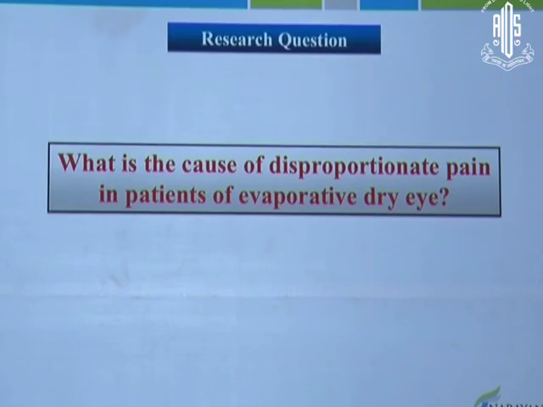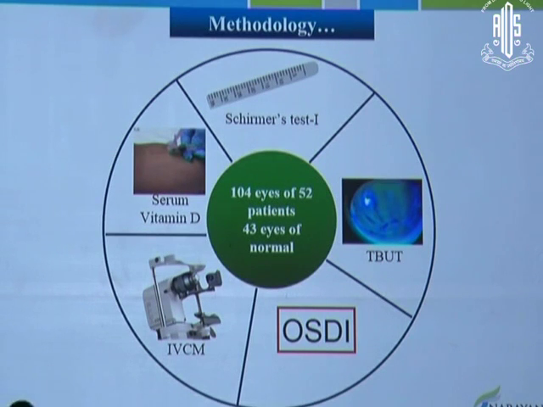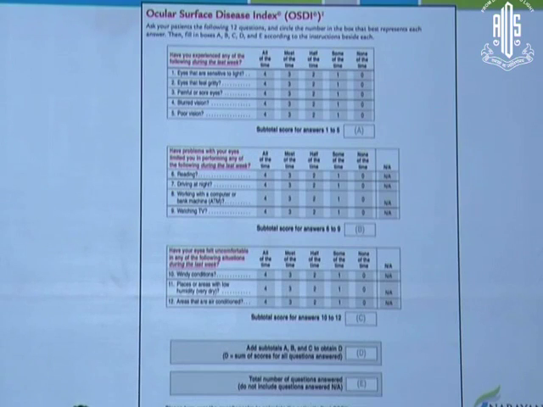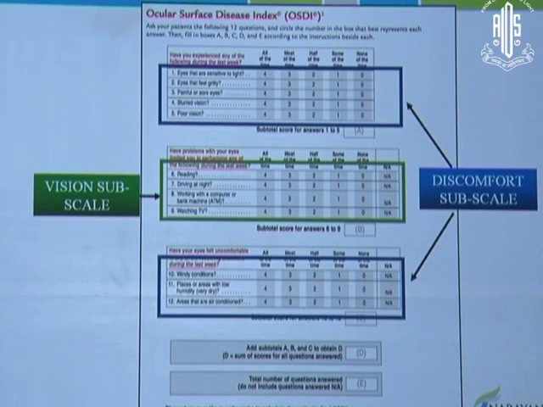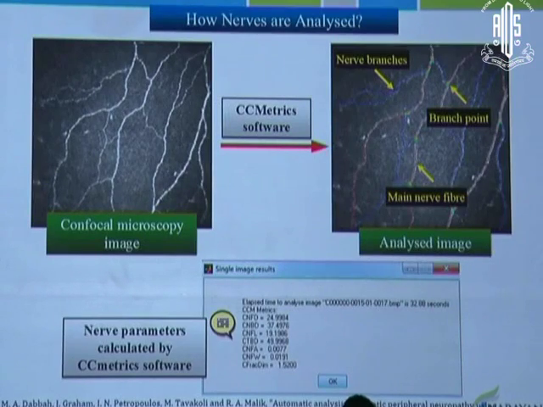So the research question that we asked was, what is the cause of disproportionately high pain in patients of evaporative dry eye? Our research methodology included detailed dry eye evaluation followed by in vivo confocal microscopy. Patients' symptoms were also graded using the Ocular Surface Disease Index questionnaire. Systemic evaluation included analysis of serum vitamin D. The OSDI questionnaire is a validated questionnaire for grading disability in patients of dry eye. We divided this 12-item questionnaire into discomfort subscales and vision subscales.